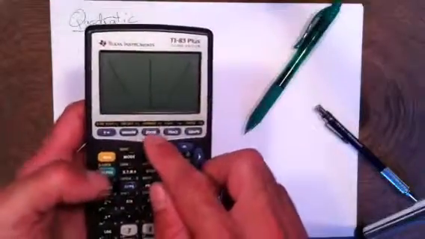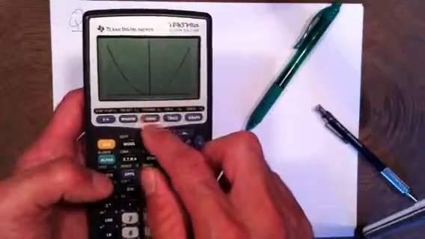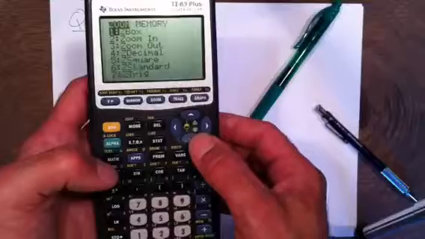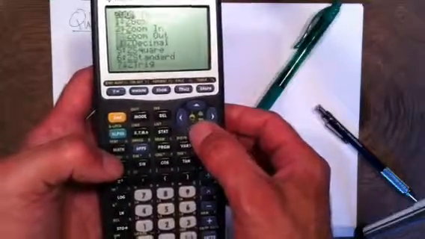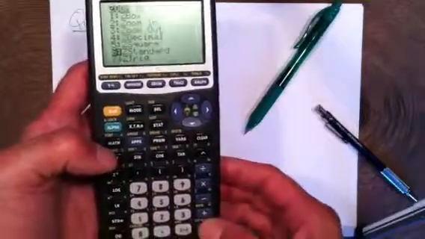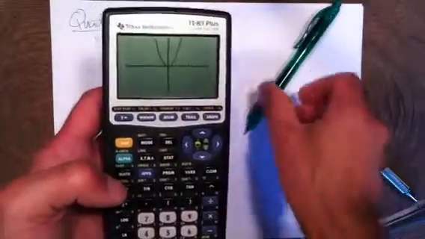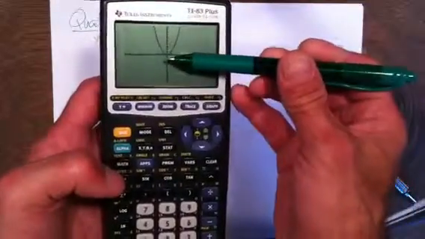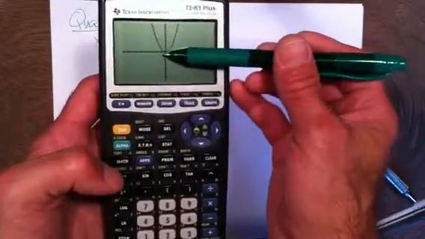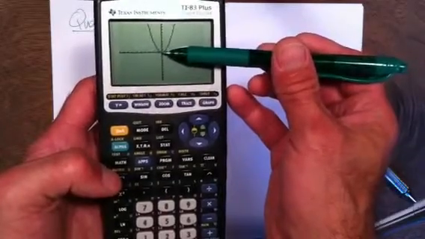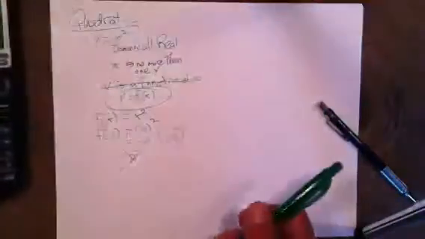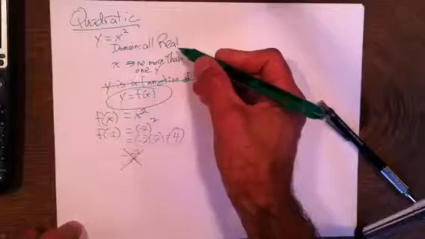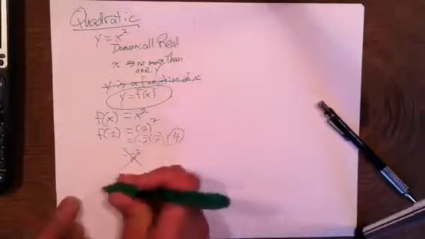Alright, zoom out again. Could either zoom out with the zoom out option, number 3, or do a zoom standard, which I'm going to do. The reason I want to do zoom standard is just to point out, notice there are no negative y values. The lowest y value is y equals 0, which happens when x equals 0. So all the domain here is all real numbers.